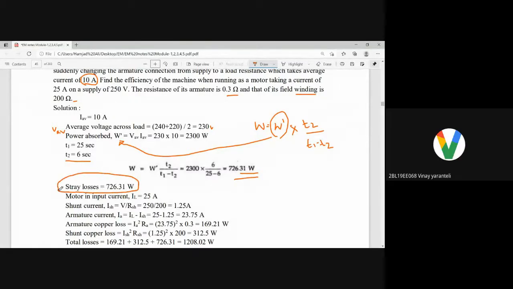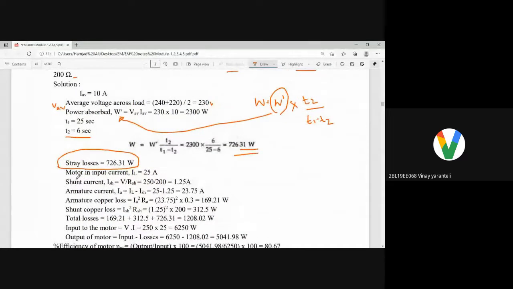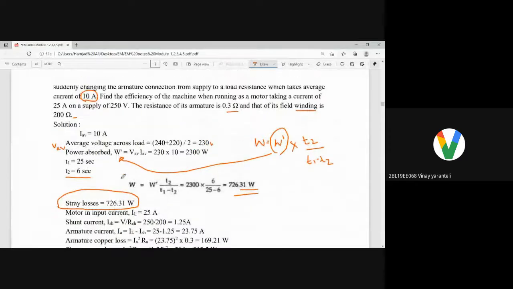What else should we calculate from this? After calculating stray loss, the next thing we should calculate is efficiency. Efficiency means we want information of output and information of input. So now let us calculate the things. Motor input current is how much here?